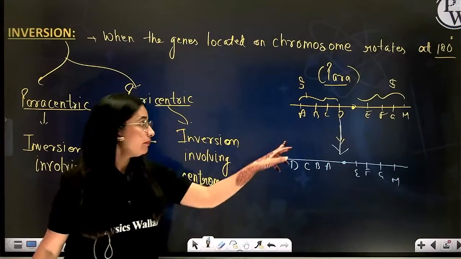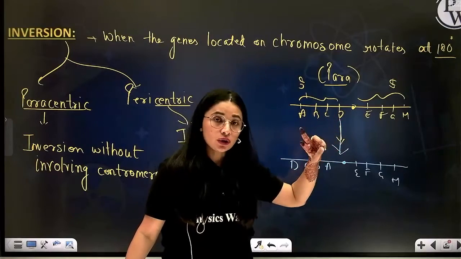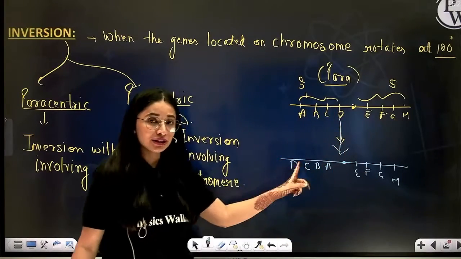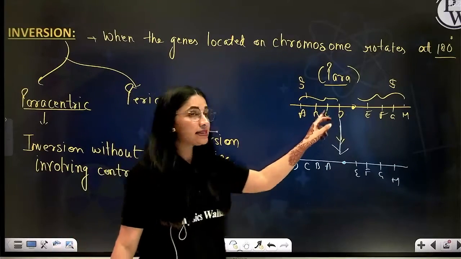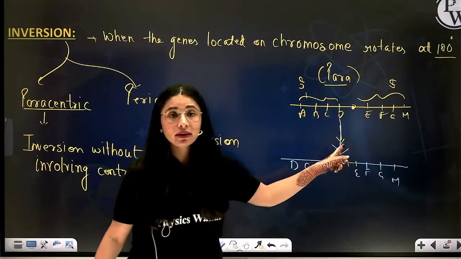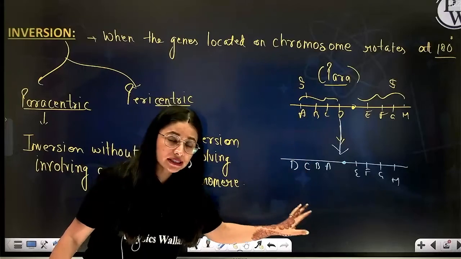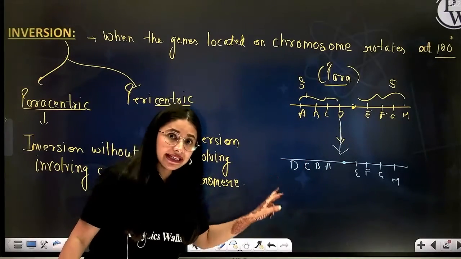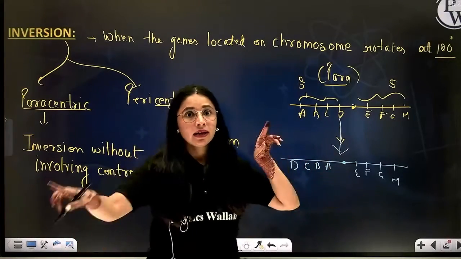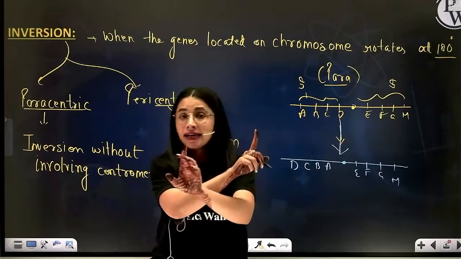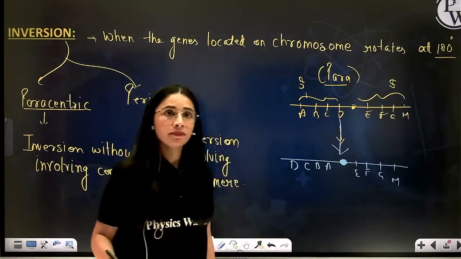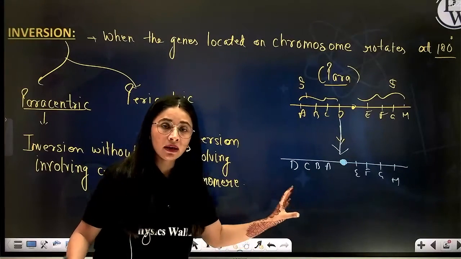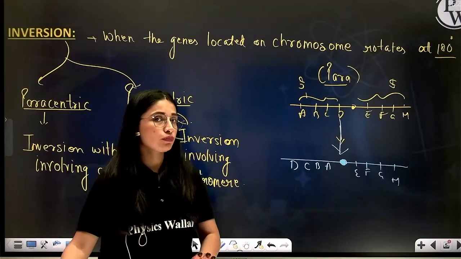So this is known as paracentric inversion. Can you see? The gene arrangement has rotated at 180 degrees. Initially, the genes on the upper arm were arranged as A, B, C, D. Now, due to paracentric mutation, what is the arrangement of the genes? D, C, B, A. The genes have rotated at 180 degrees, but they have not included the centromere. The things are happening without including the centromere.